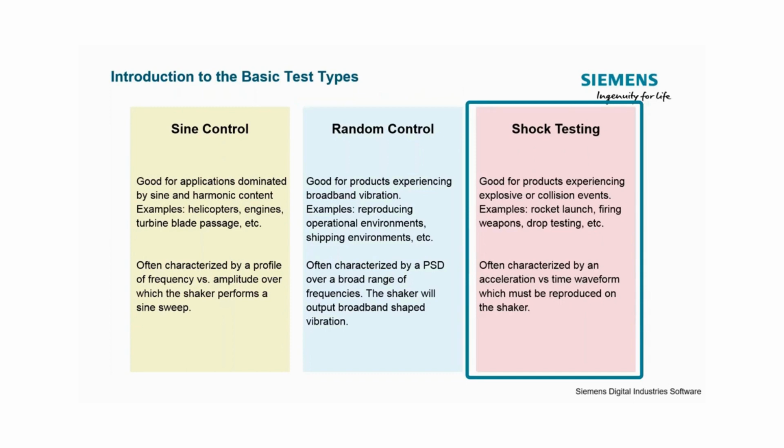And now the last test type that we'll talk about today is going to be shock testing. This is good for products that are experiencing explosive or collision events. So think of things like handling or transportation or surface environments. In this case, we're not going to be characterizing it with a frequency spectrum, but rather we're going to characterize it with an acceleration versus time waveform, which will be reproduced on the shaker.